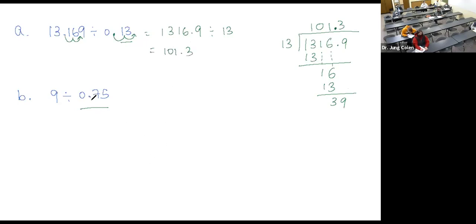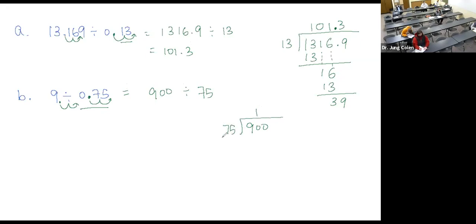Right? How about this one? We move the decimal point to the right by 2. We do the same thing. Here was a decimal point, even if it's not shown, so we can move that to the right by 2 as well. Then this is the same as what divided by 75? 900. Thank you. So we can just do 900 divided by 75.